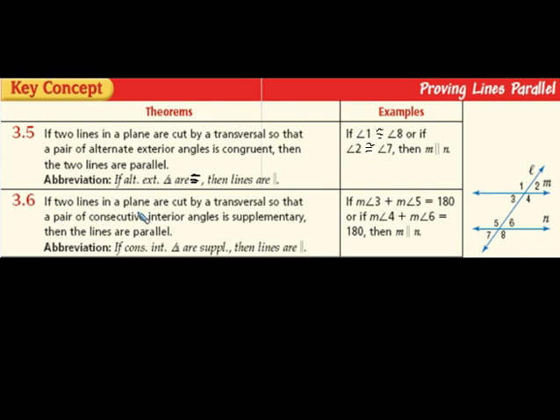3.6. If two lines in a plane are cut by a transversal so that a pair of consecutive interior angles is supplementary, then the lines are said to be parallel. The abbreviation is if consecutive interior angles are supplementary, then lines are parallel. So here, if it is given that 3 and 5 add up to 180 degrees, and if angle 4 and 6 add up to 180 degrees, then we know that line M is parallel to line N.